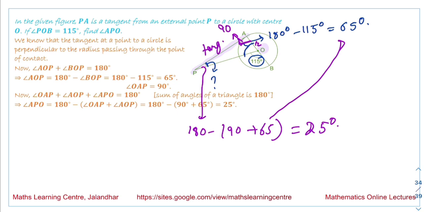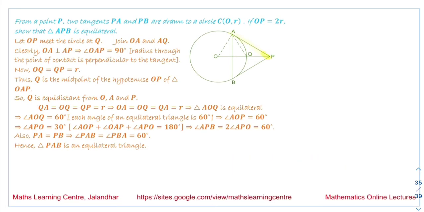Next, from a point P, two tangents are drawn to a circle with center O: one tangent is PA, and the second is PB. We have joined the center of the circle and P, and the length OP is given to be 2R. So what is given to us? Length OA is R, and length OP is 2 times R. We have to prove that triangle APB is an equilateral triangle.